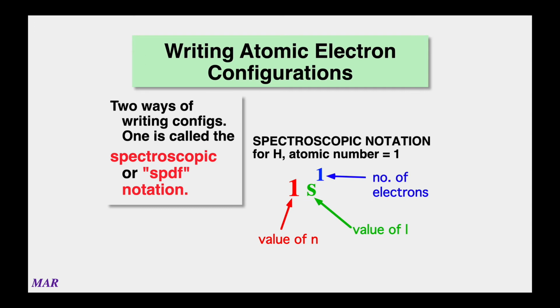So on the lower right corner there, it says 1s1. Again, the number is the N that starts it off. The letter corresponds to L. S means L equals 0, P means L equals 1, etc. And the new thing now is the number of electrons, which is given as superscript. So 1s1 would be the electron configuration for hydrogen. Hydrogen has 1 electron. Remember, the 1 on the periodic table means 1 proton. That's the atomic number. But in a neutral atom, 1 proton would have 1 electron. So neutral hydrogen atoms would be 1s1.